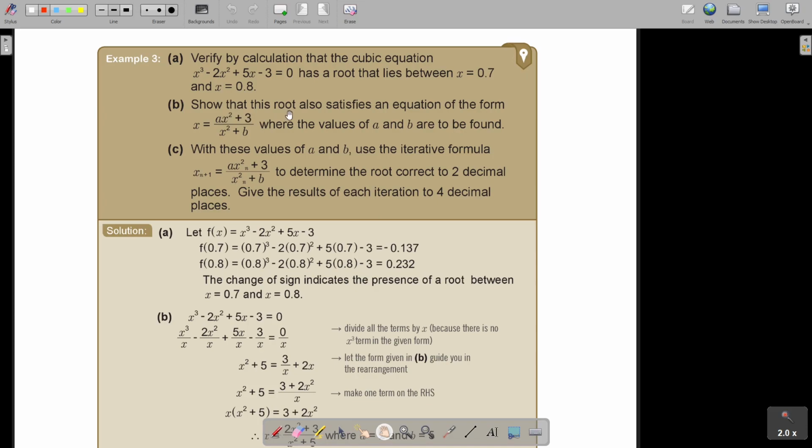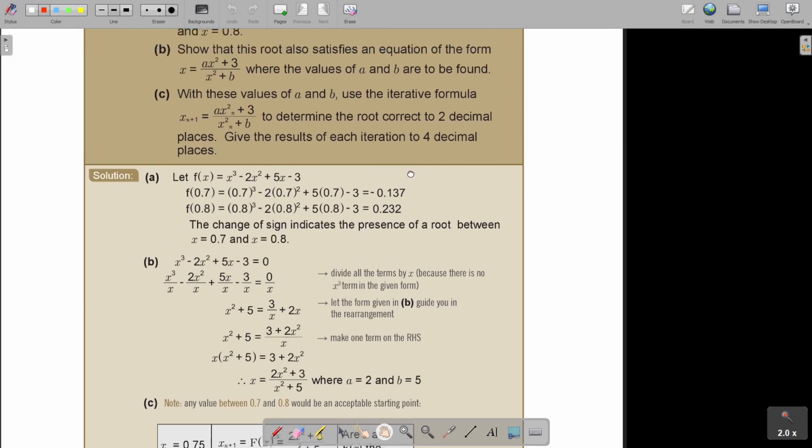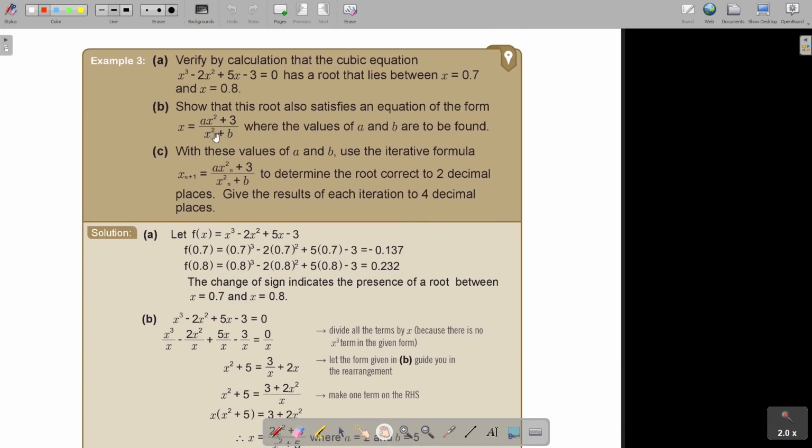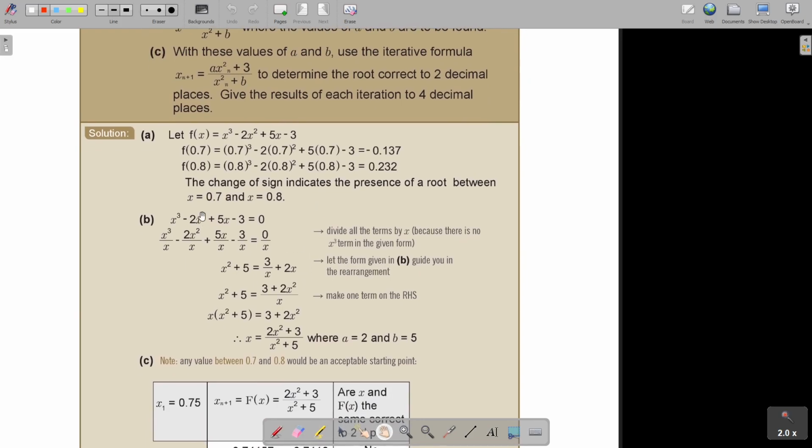Then show that this root also satisfies an equation of the form where the values of a and b are to be found. Now, it's almost like I simplify that equation. In this chapter, if I look at this, I see there's only an x squared. So what did they do to get rid of one of the x terms? They divide all the terms by x. So keep it in mind. In this chapter, it happens.